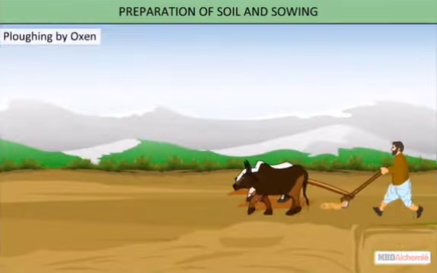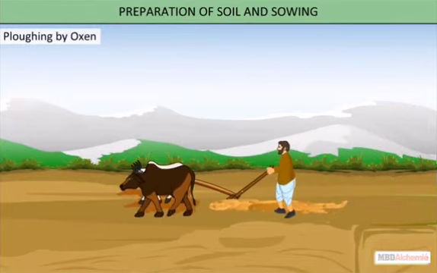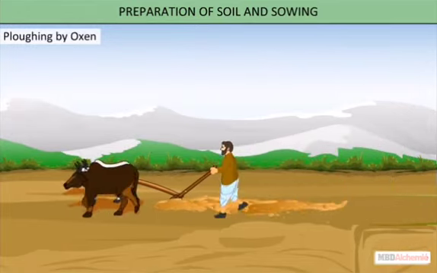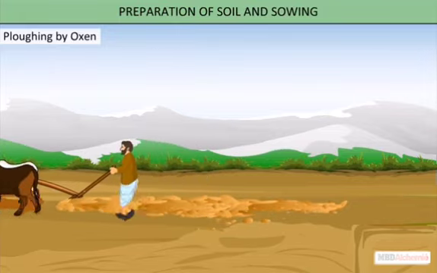Plowing by oxen. Traditionally, Indian farmers plow their fields using their oxen. Nowadays, plowshares are usually made of iron. This method is very time-consuming.